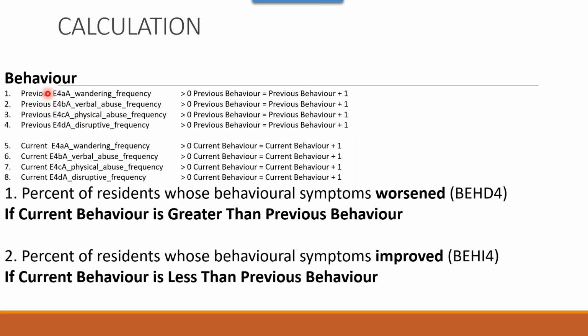Okay, that's looking at previous assessments. On the current assessment, we take the same 4 items and give you 1 point for each factor. All right, so that's where we come up with these 2 scores, one for the previous, one for the current. And if your current behavioral score is greater than your previous score, then you've worsened. For the improvement, if your current behavioral score is less than your previous behavior score, then that indicates that there's been an improvement.